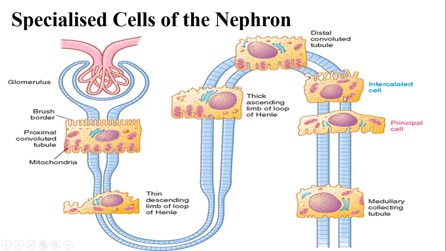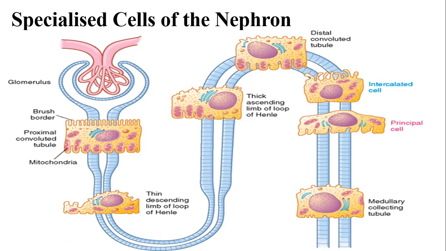Then here we have what we call the distal convoluted tubule. As we go from the distal convoluted tubule into what we call the collecting tubule, we have the intercalated cells and the principal cells. These two types of cells are responsible for acid-base balance.